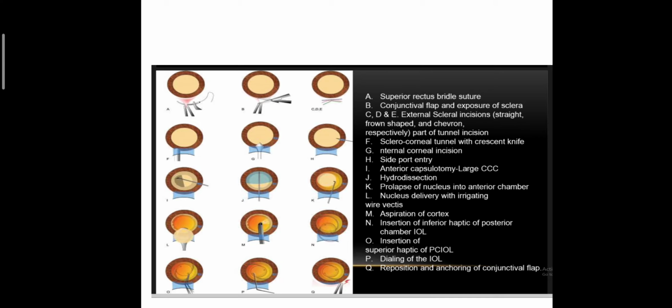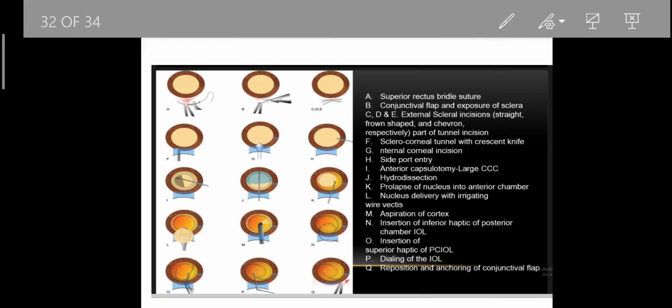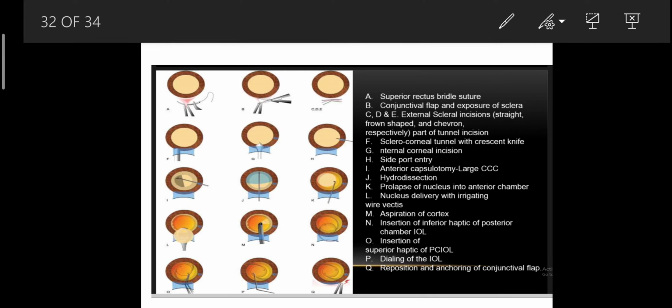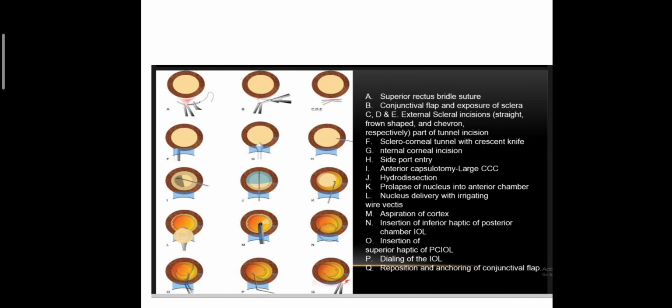This mainly helps in removing the cortex in the subincisional area, in the superior part, because of irrigation and aspiration. So we can remove the cortex throughout, but the subincisional cortex is difficult to remove with the help of a phaco. So with the help of a side port, it will be very convenient to remove the cortex in the subincisional area. So that's the reason for the side port.